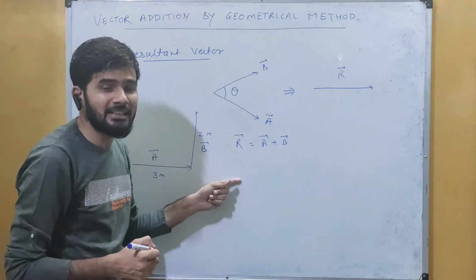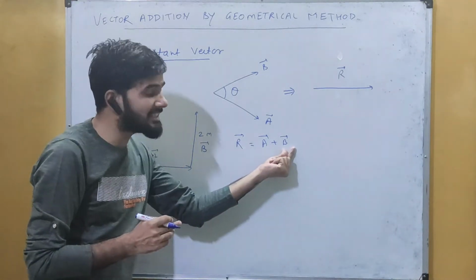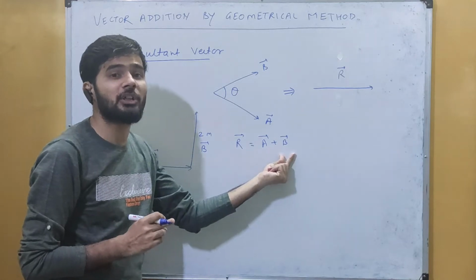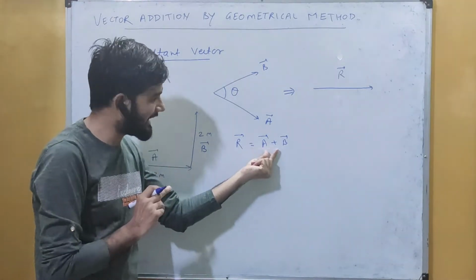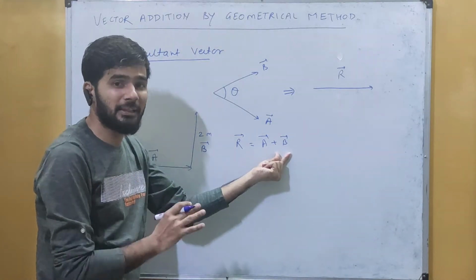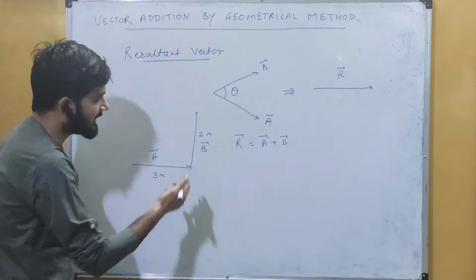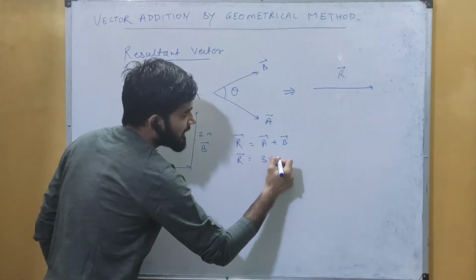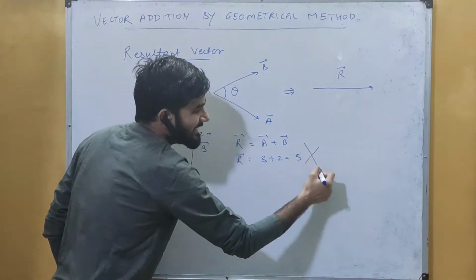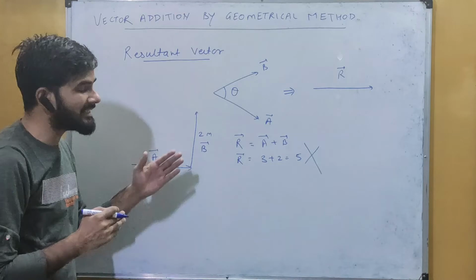It doesn't mean that we are simply adding the two values. These are in terms of vector notation. The resultant vector R is equal to vector A plus vector B, इन दोनों का resultant. अब यहाँ पर क्या है? If you think कि ये जो resultant अगर हमको निकालना है तो हम क्या कर सकते हैं, here 3 plus 2 equals 5. But this is wrong because these two are vectors. So we have to find the resultant properly.